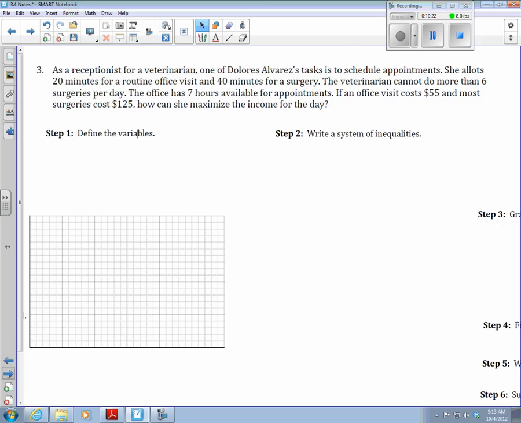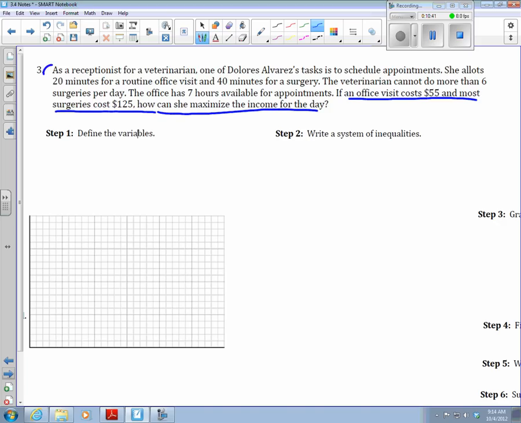An office visit will cost $55 at most, and surgeries cost $125 at most. As soon as they get into the money part of it, that's when you're going to be talking about your function, your minimum maximum function. How can she maximize the income for the day? Everything above what I underlined, up in this area right here, you're developing your constraints. But first we got to come up with variables. Well, they're talking about surgeries and office visits. So number of office visits.